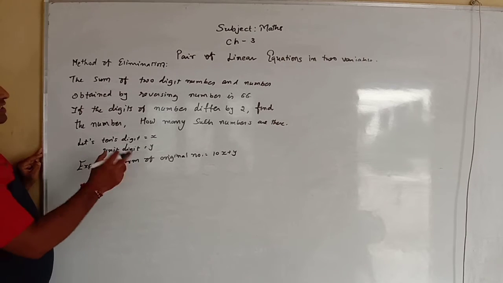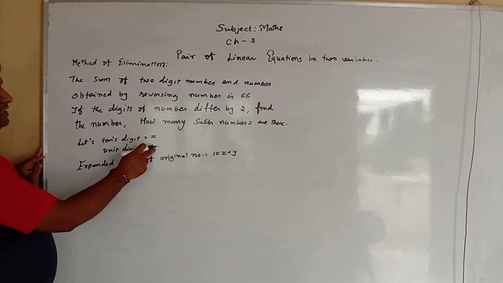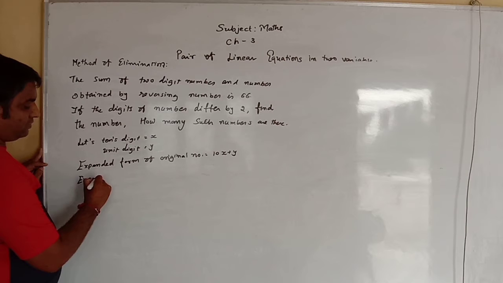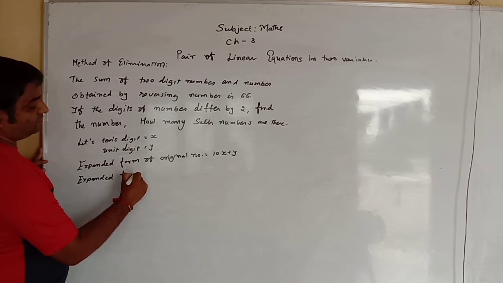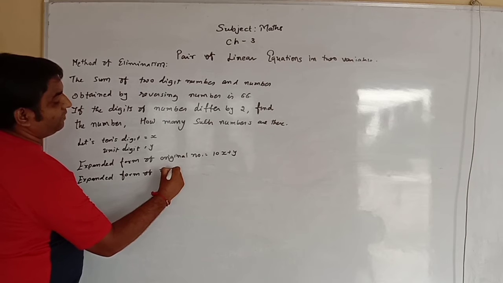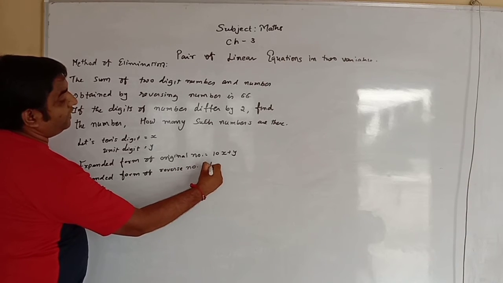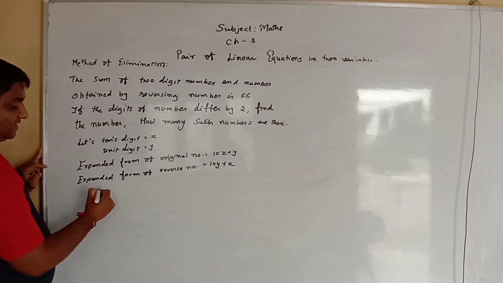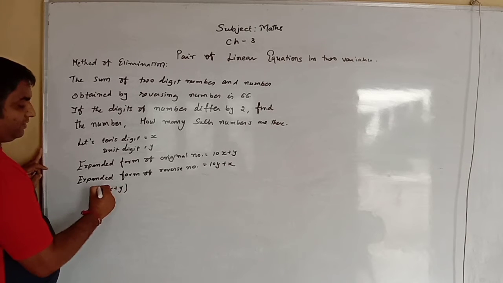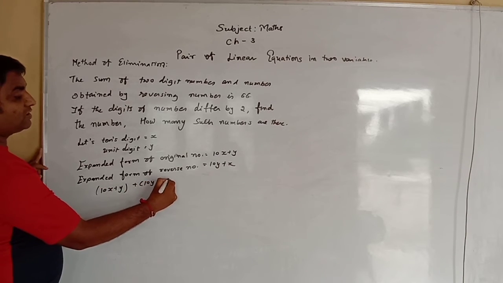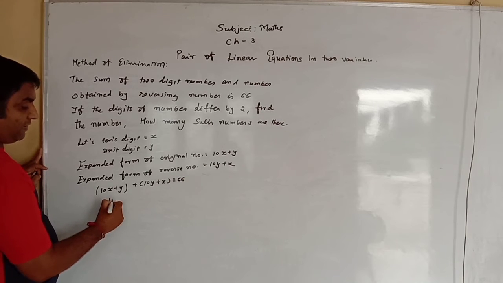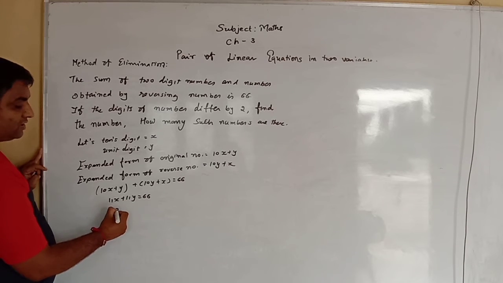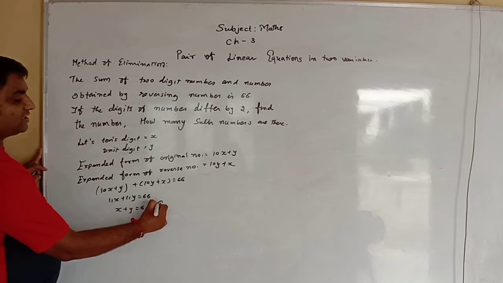Now we reverse the digits, then y will become the unit digit and x will become the tens digit, so the expanded form of the reverse number will be 10y plus x. Now here it is given that the addition is 66, so 10x plus y plus 10y plus x equals 66, and so 11x plus 11y equals 66. All three are divisible by 11, so we can write x plus y equals 6. This is equation 1.